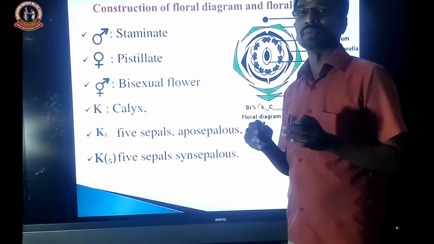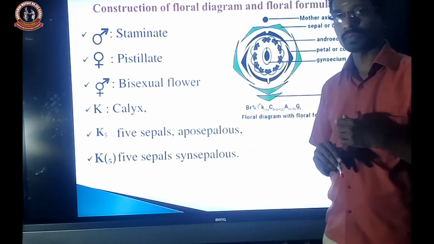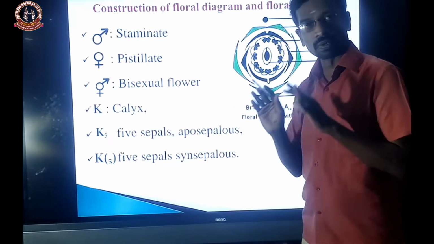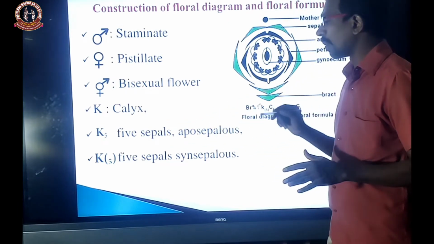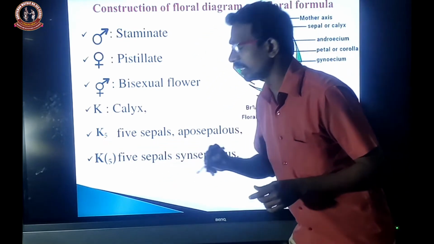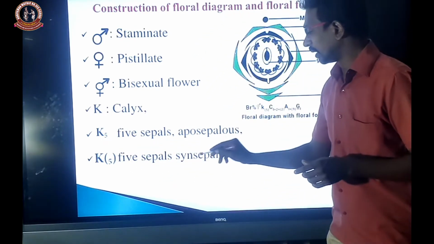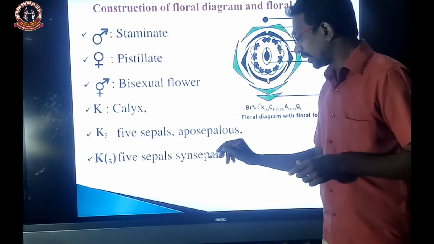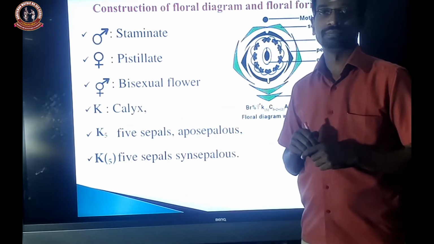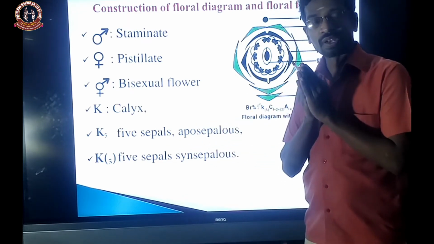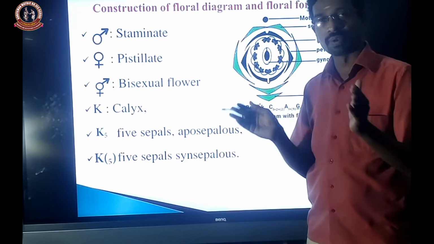K is the term represented for calyx. Here K5 means five sepals are present, but they are aposepalous, not fused. When the 5 is indicated within brackets, that means synsepalous. Without brackets means aposepalous, with brackets means synsepalous. Synsepalous means the sepals are fused; aposepalous means the sepals are free.